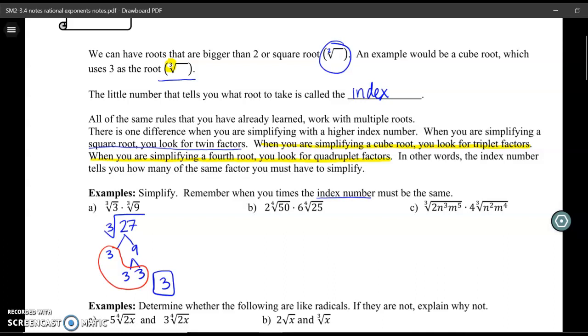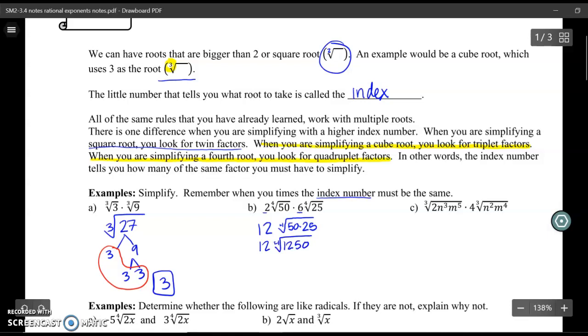So with B, we multiply the 2 and the 6 together, so those outside numbers together. And then because we're dealing with the 4th root, and both radicals are the 4th root, we can do 50 times 25. And that 50 times 25 is 1,250. Okay. And then we're going to want to break the 1,250 up. I'm going to break it up into 50 and 25. 25 breaks up into 5 and 5. 50 breaks up into 5 and 10. And then the 10 breaks up into 2 and 5.